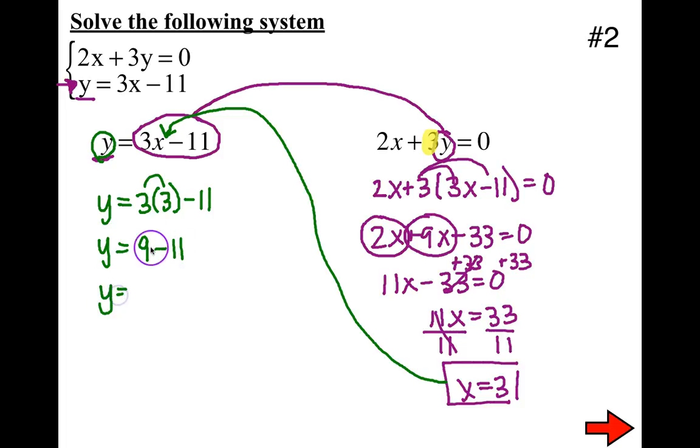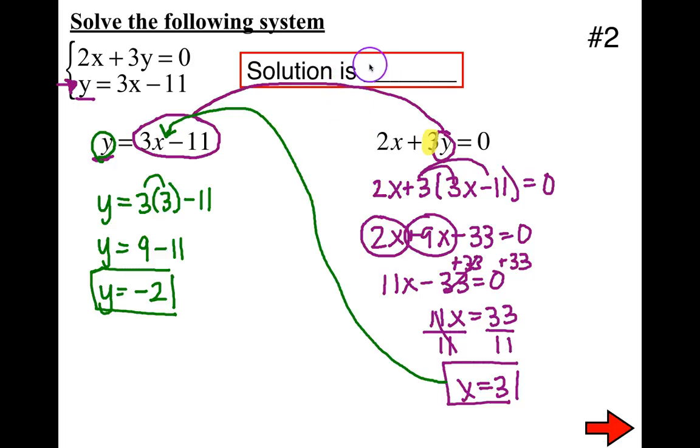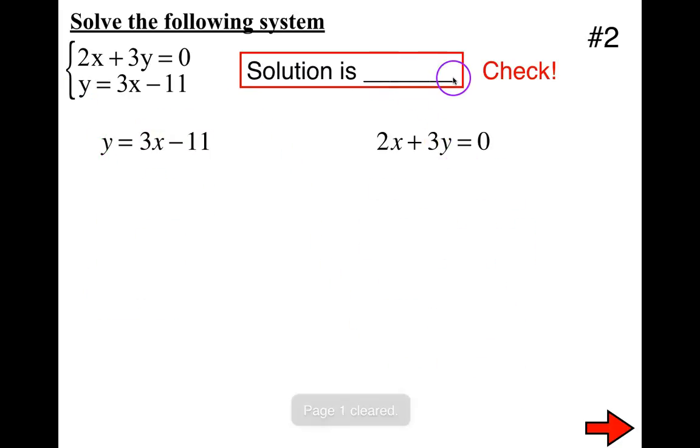Here, make sure you ask yourself, do you have more positives or do you have more negatives? You definitely have more negatives, and you have 2 more. So now that I know the value of y and I know the value of x, I can say that the solution is (3, -2). Again, we want to make sure we always write x first and then y second. But again, we're not done. We need to check our work. So let's go ahead and do that.